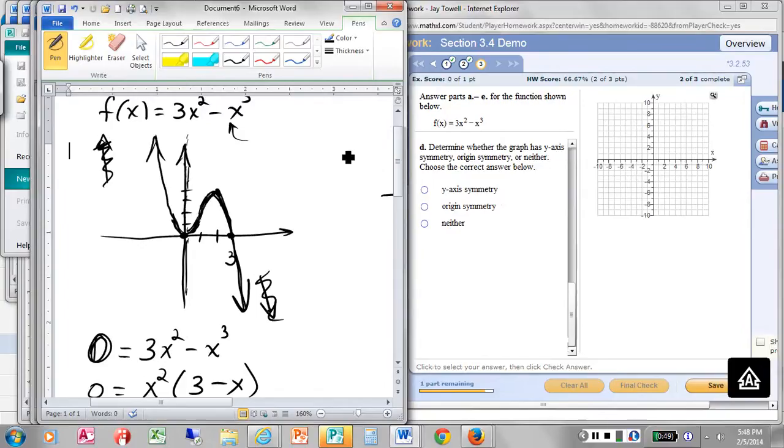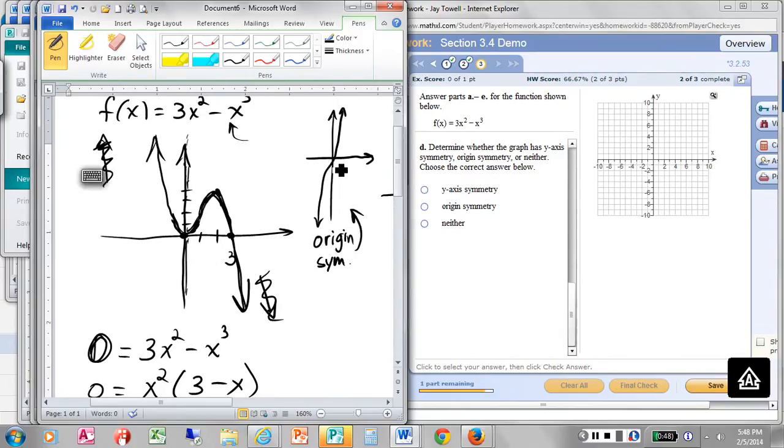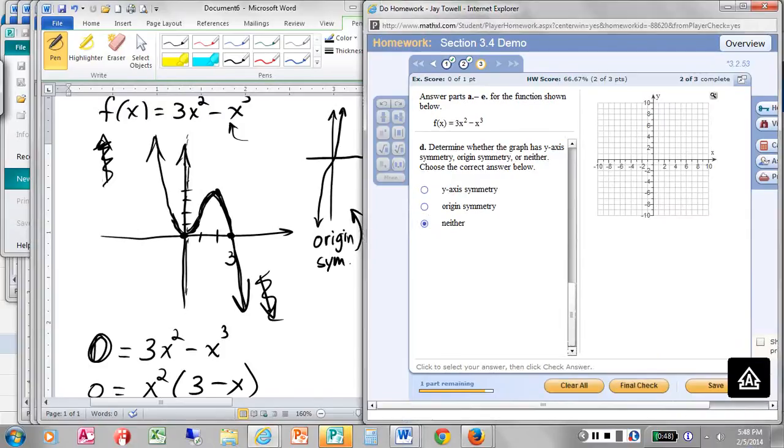Origin symmetry, well, let me just show you one as origin symmetry. And so that kind of thing is what we're looking at with origin symmetry. Where it kind of flips over and then flips back. One way to look at it, if I flip this over and then flip that over. Yeah, that's origin symmetry. That's not what I got. So neither one of those is what I got. And so yeah, all right.